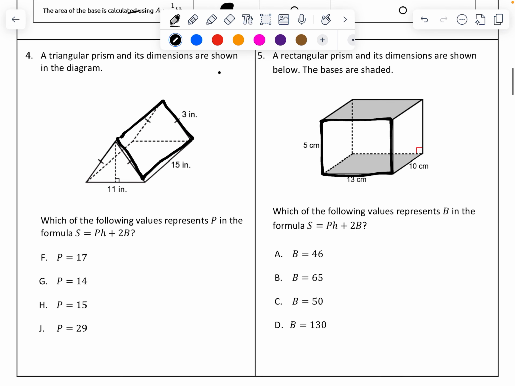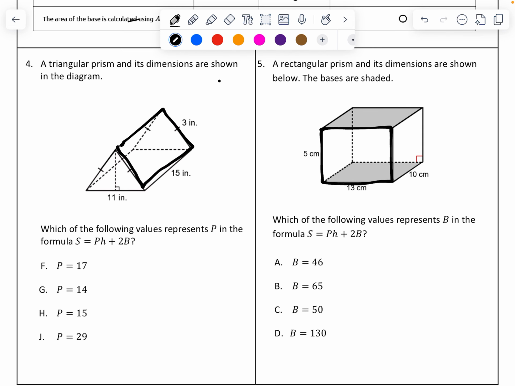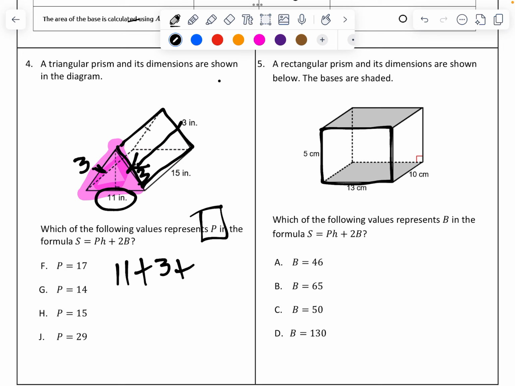Number 4, triangular prism, and its dimensions are shown in the diagram. What is the P, which is the perimeter, in this formula? Well, on this, I'd be looking at the triangle. There's only one number that's on this side of the triangle, which is 11, but this number 3 is the same. It would slide over here and be this side and this side, because that's what these little lines mean. It means that they are equal. So it's going to be 11 plus 3 plus 3, which is going to be 17, which is F.